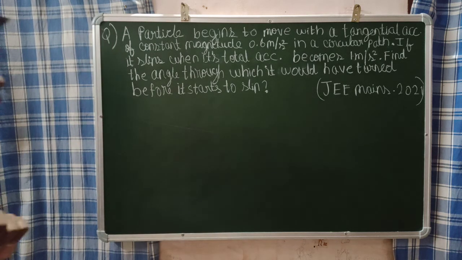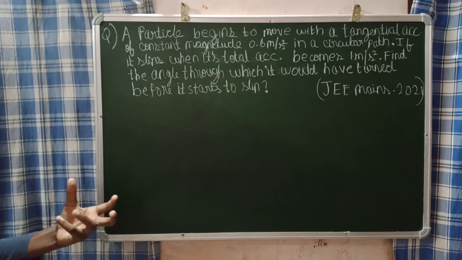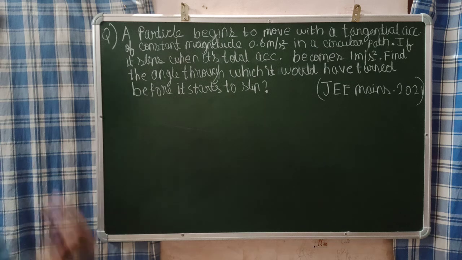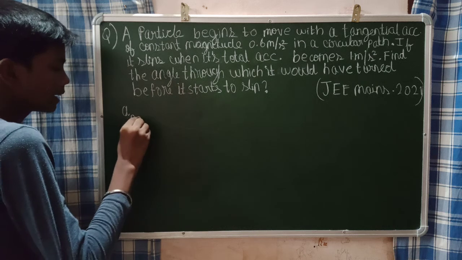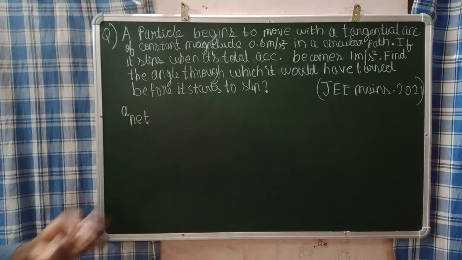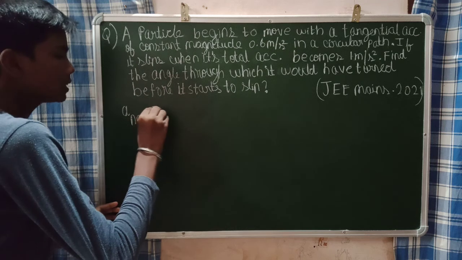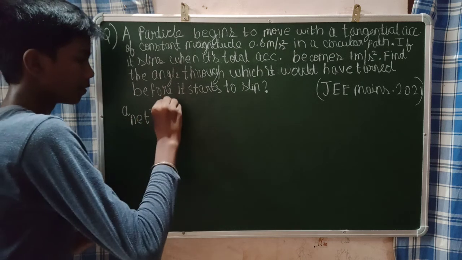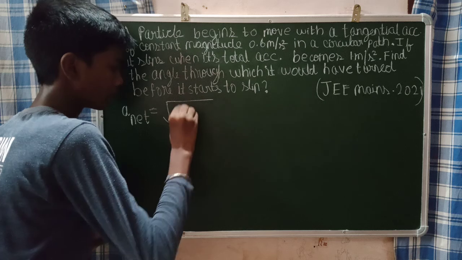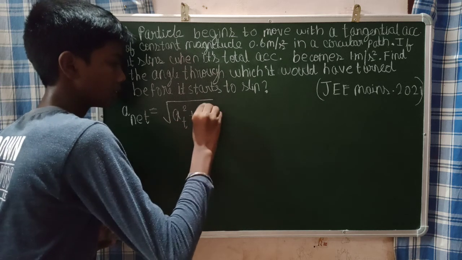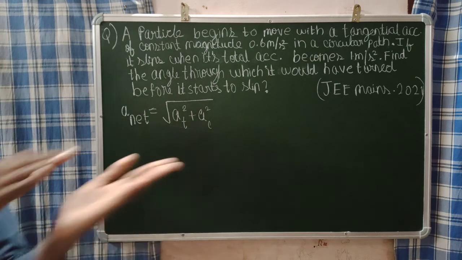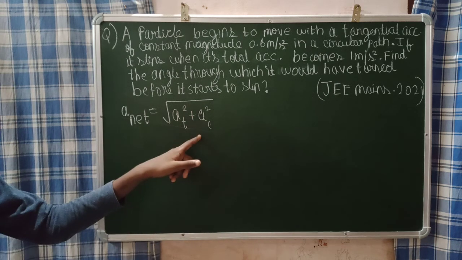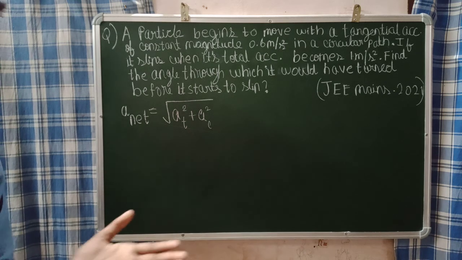Okay, so guys, first tell me what is the formula for total acceleration? I mean net acceleration. The formula for net acceleration in a circular motion is, I will represent the net acceleration as A net. Net acceleration is the same as total acceleration. So the formula is root of AT square plus AC square, where AT is tangential acceleration, which acts along the tangent of the circular motion, and AC is the centripetal acceleration that acts towards the center.